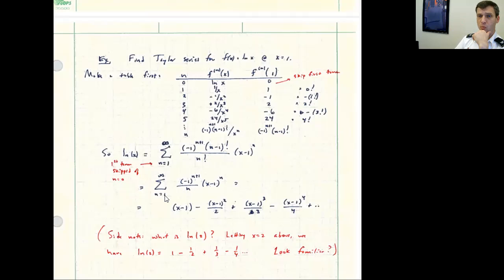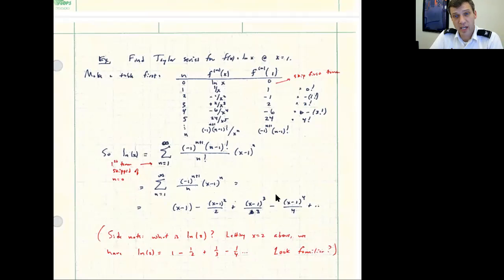So the summation from 1 to infinity of negative 1 to the n plus 1, the alternating sign, divided by n, times x minus 1 to the nth power, which gives me x minus 1, minus x minus 1 squared over 2, plus x minus 1 cubed over 3, minus x minus 1 to the 4th over 4, and so forth.